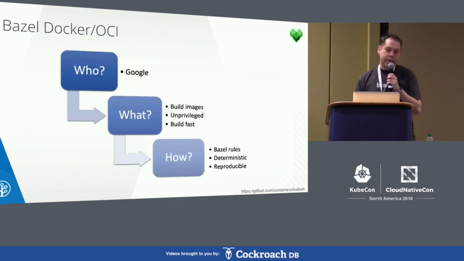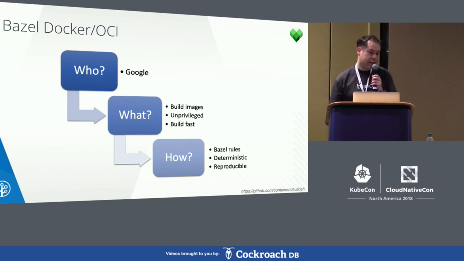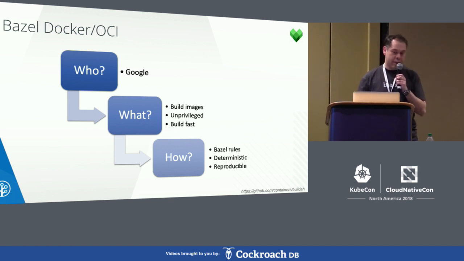Then there's Bazel with the OCI and its Docker module. Bazel is a tool created by Google. And the OCI module allows you to build images unprivileged and also very fast. One of the interesting things about Bazel is it allows you to have your build be reproducible and deterministic. And you can totally take advantage of that to build your container images.